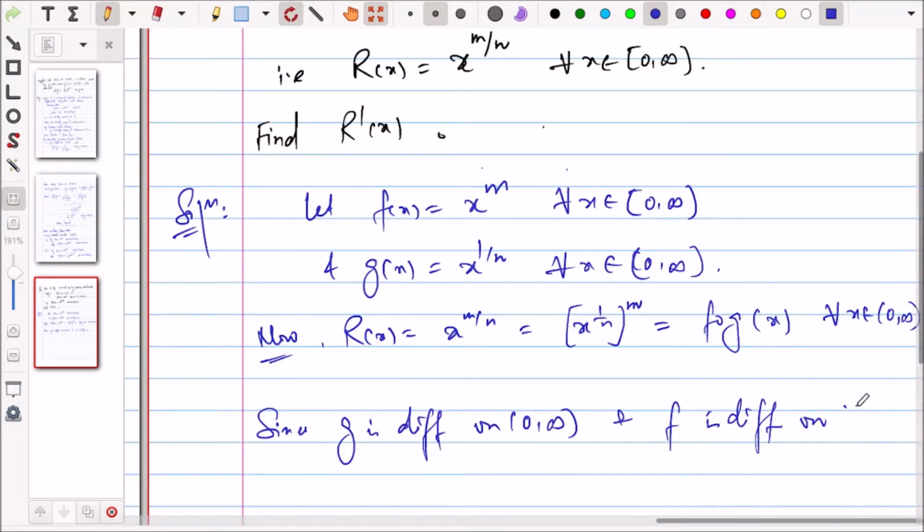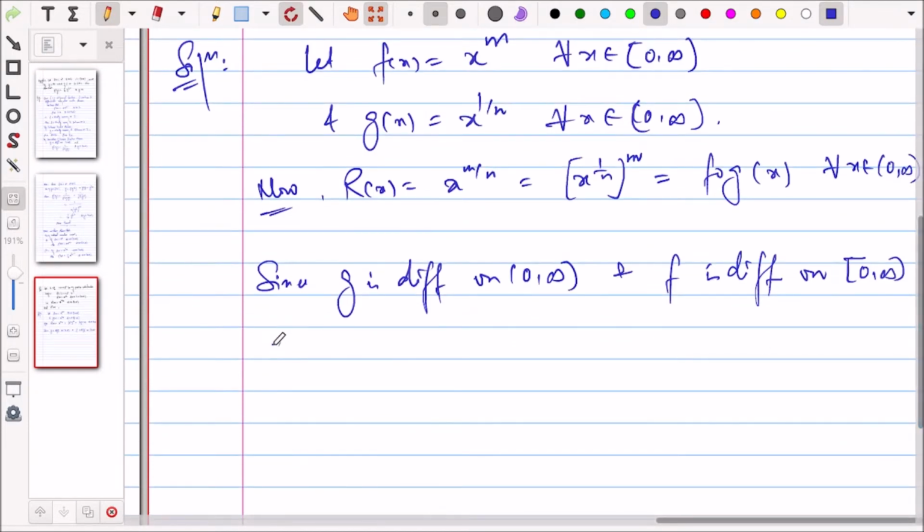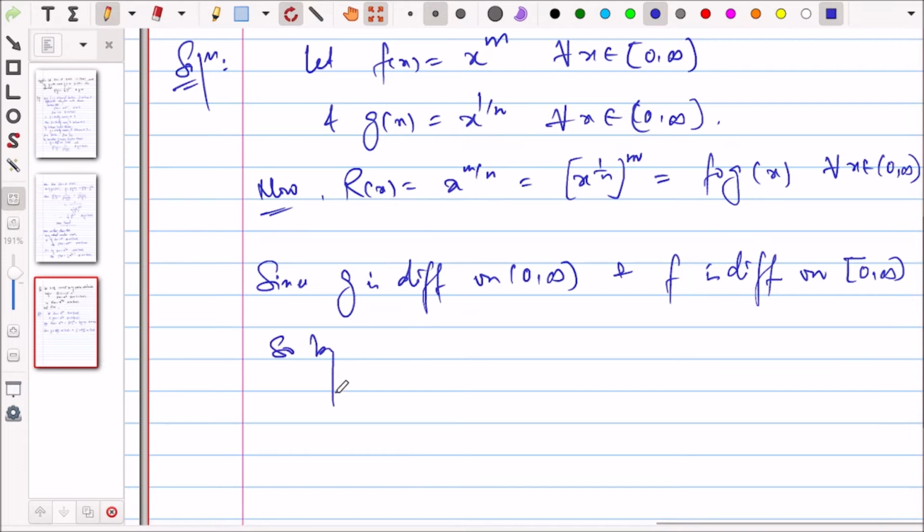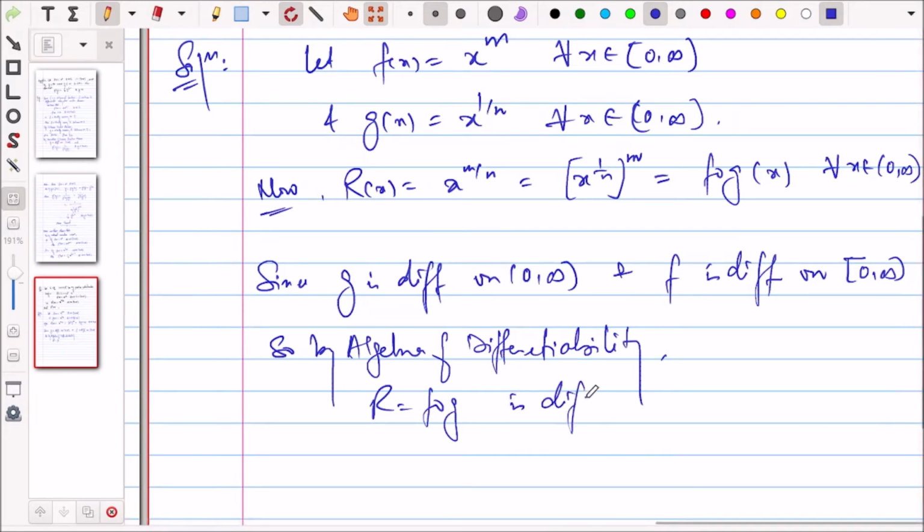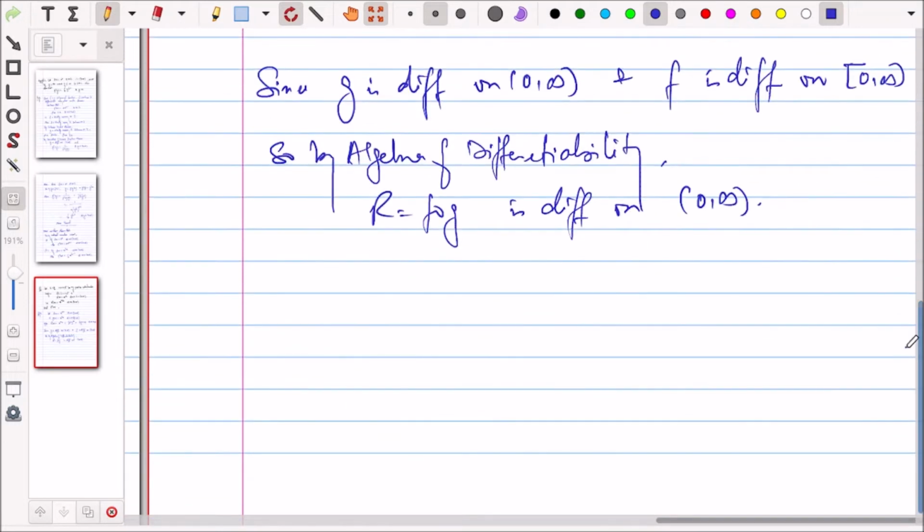Now since g is differentiable and f is differentiable on 0 to infinity, by algebra of differentiability, r, which is equal to f of g, is differentiable on 0 to infinity.